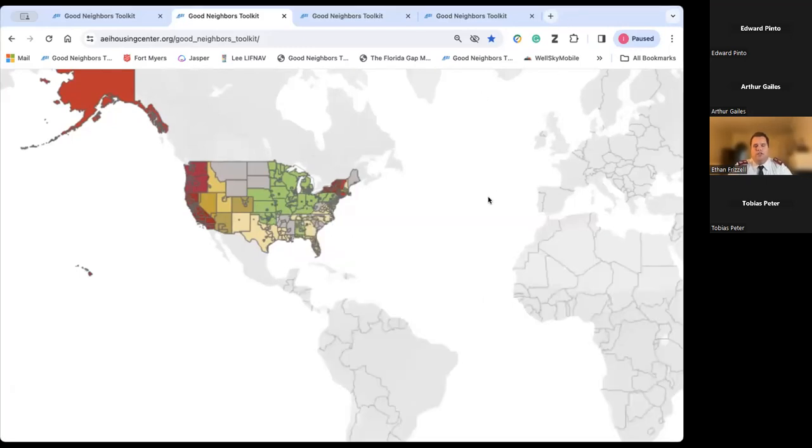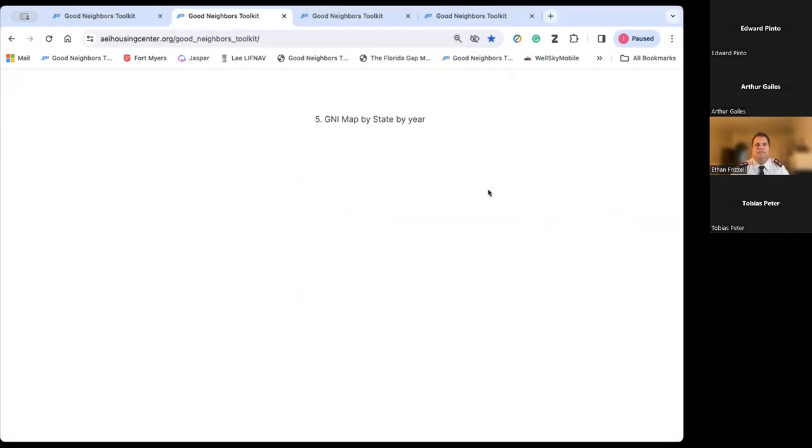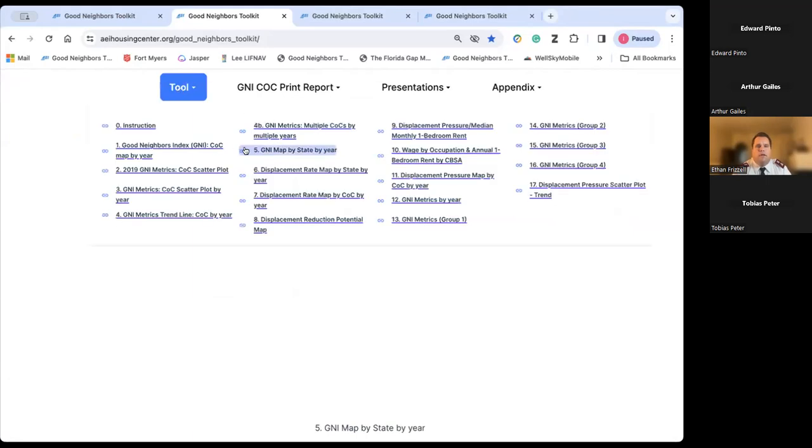And because I zoomed out so much, it might take me 1 second to get back. So let me see what I can do here. There it is. I'm going to go then to version 7, which is the displacement rate by CoC by year.